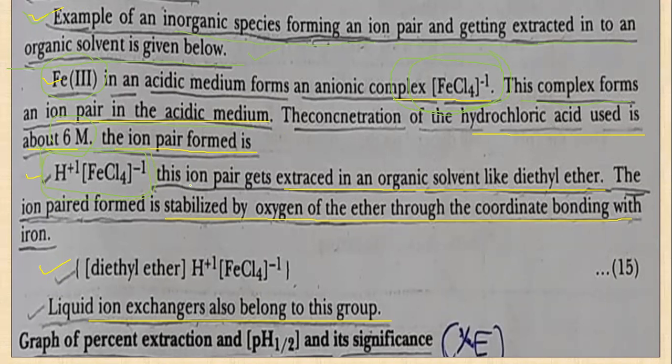Now see what happened. This ion pair gets extracted into an organic solvent like diethyl ether. Which solvent are we using? Diethyl ether. The ion pair formed is stabilized by the oxygen present in the ether or other oxygen-carrying solvents. And why do we use an oxygen-carrying solvent? Because oxygen carries an electron pair, so there is coordinate bonding with the iron.